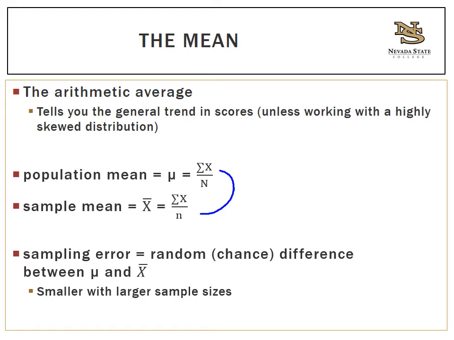And mathematically, it would probably work out that the mean for that larger sample of 150 would be closer to the population mean than the mean from that smaller sample of just 50.